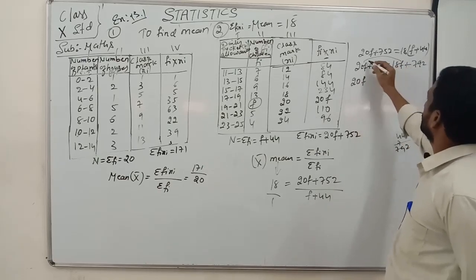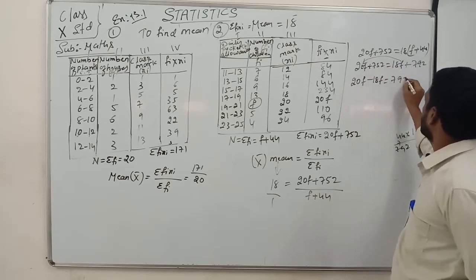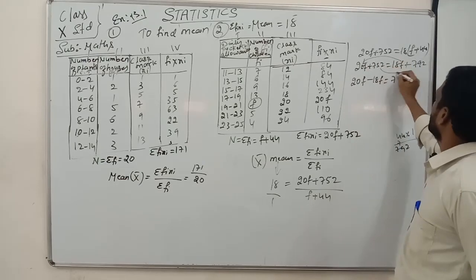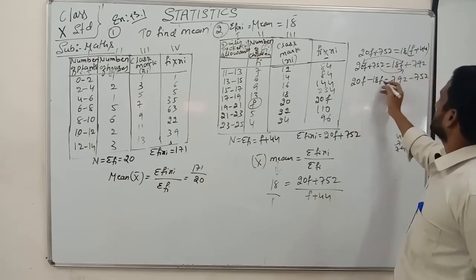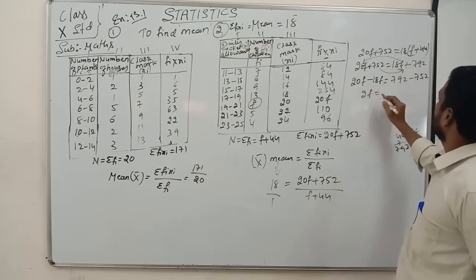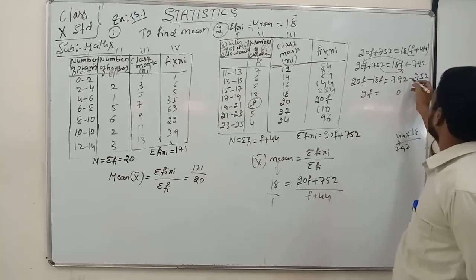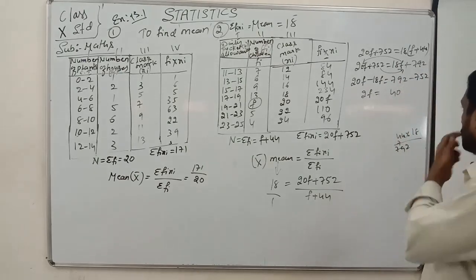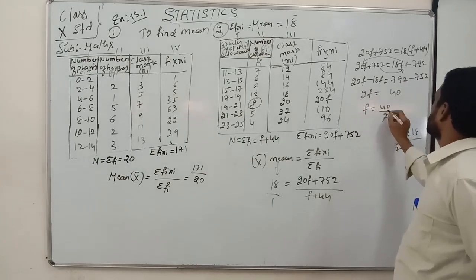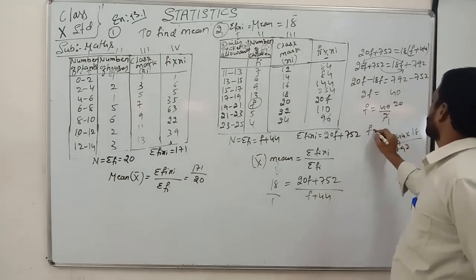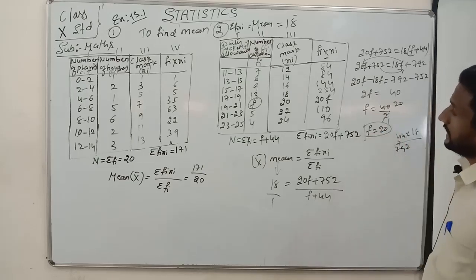20f, this 18f bring to this side, plus becomes minus, is equal to 792. This plus 752 bring to this side, so you are going to get a minus sign. So 20f minus 18f is 2f, is equal to 792 minus 752, which is 40. So f is equal to 40 divided by 2, which is 20. Therefore, the missing frequency is 20 here.